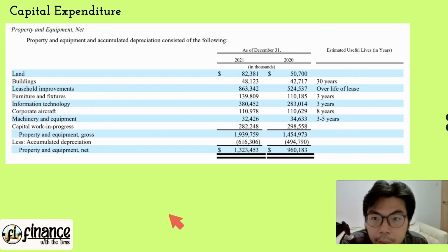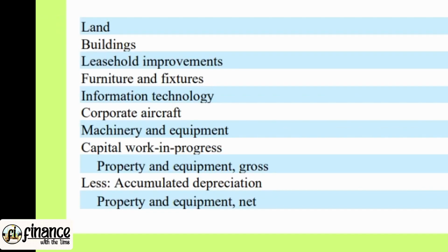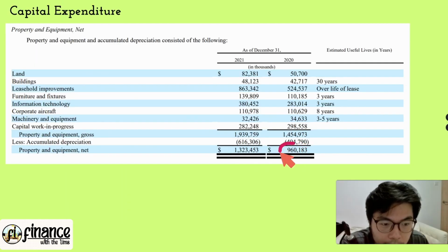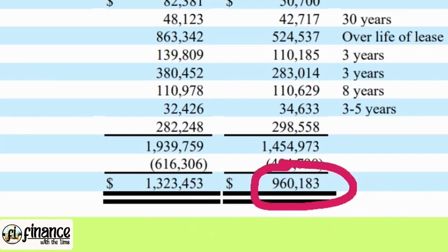Next, let's look at the capital expenditure for Netflix. So they need to spend money acquiring land, buildings, furniture, information technology, corporate aircraft, machinery and equipment, and so on. So in 2020, this cost them almost $1 billion.